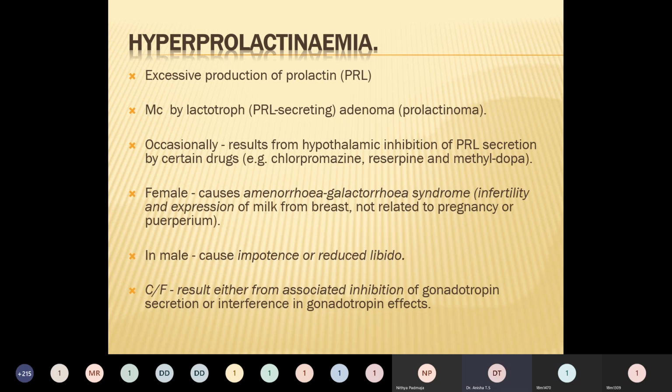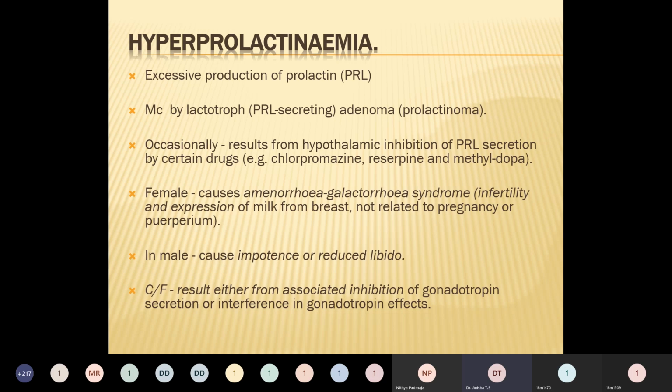Okay, so whenever excess prolactin is secreted, it's called hyperprolactinemia. There's excessive production of prolactin, and usually, it's not 100%, the majority of the times this hypersecretion of prolactin is because of a small tumor called a prolactin secreting adenoma, also known as prolactinoma. Okay, and this can also result from the inhibition of prolactin secretion by certain drugs. It can also be a side effect when you take chlorpromazine, methyldopa, etc. So it can be because of this negative feedback.